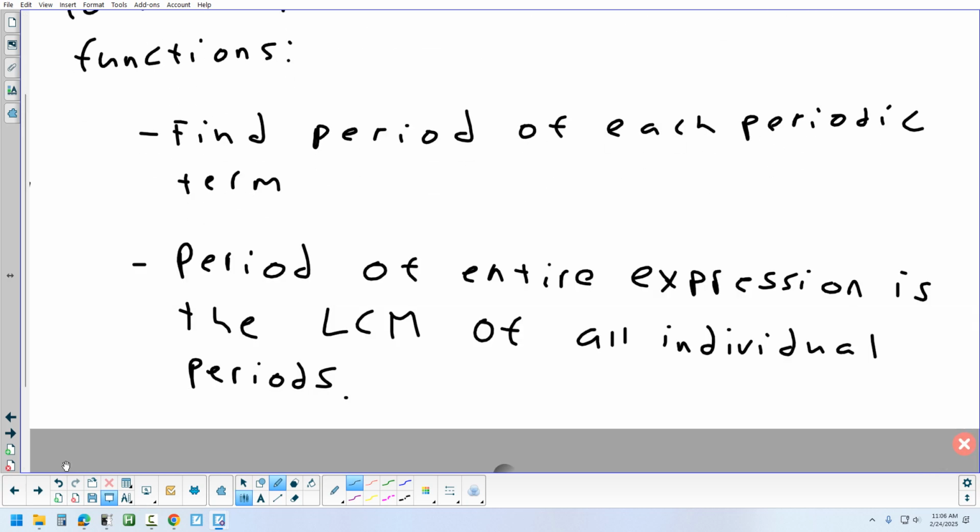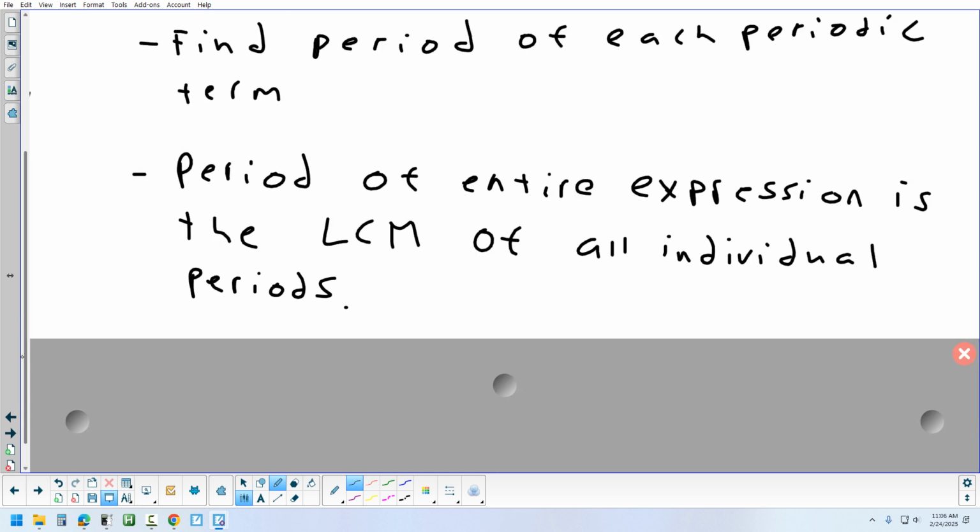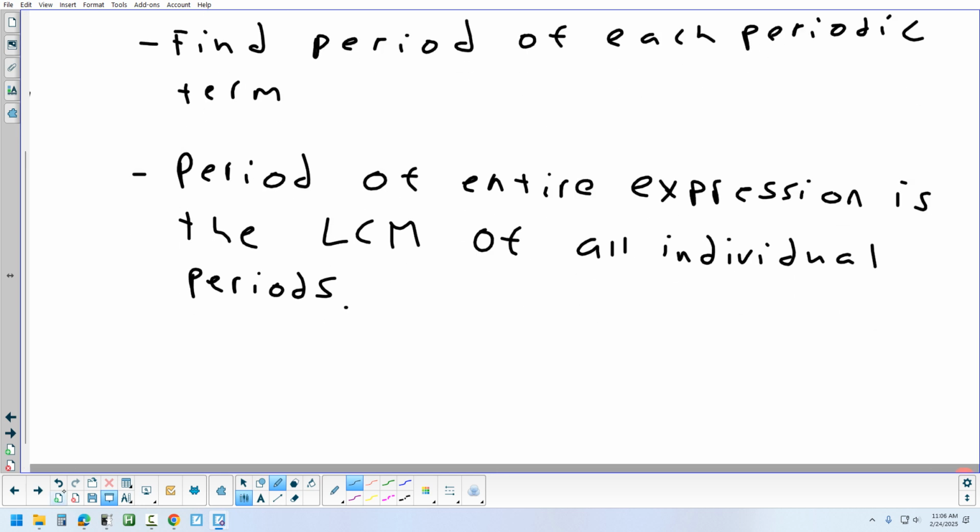Then, the period of the entire problem is the least common multiple of the individual periods. It's the LCM. Okay. So like, let's say you had a term with a period of 2 pi, and you had another term with a period of 3 pi.